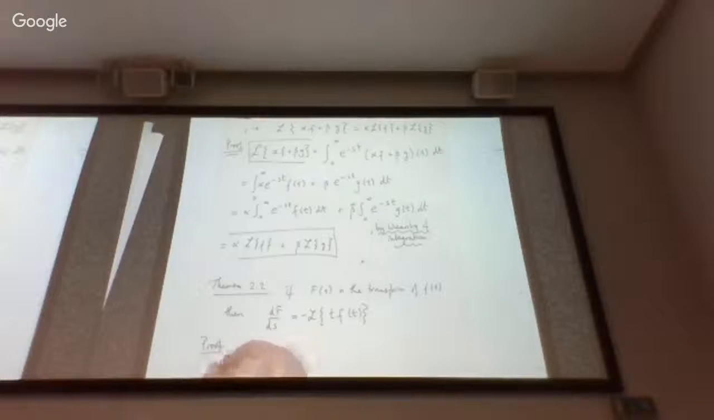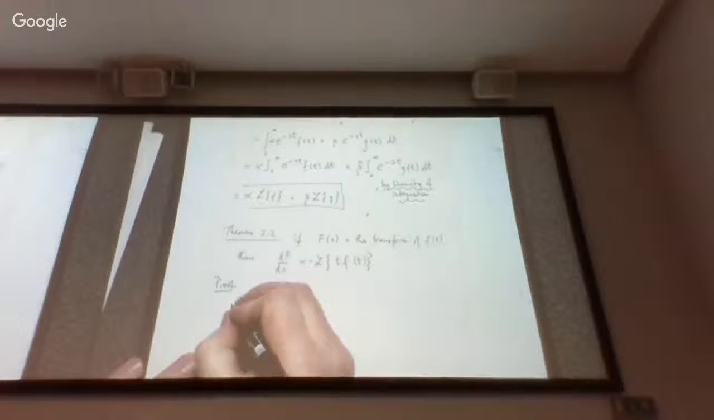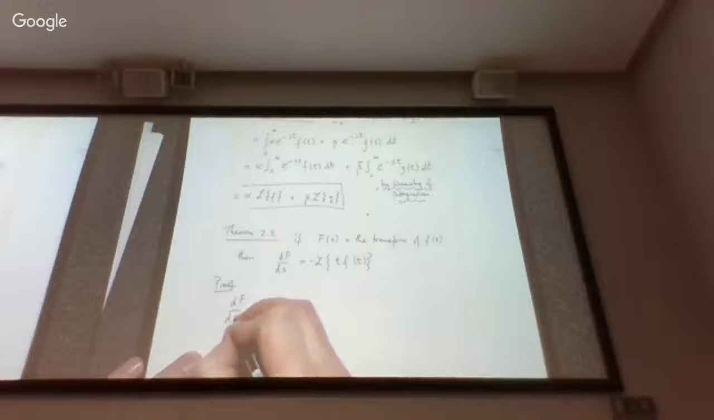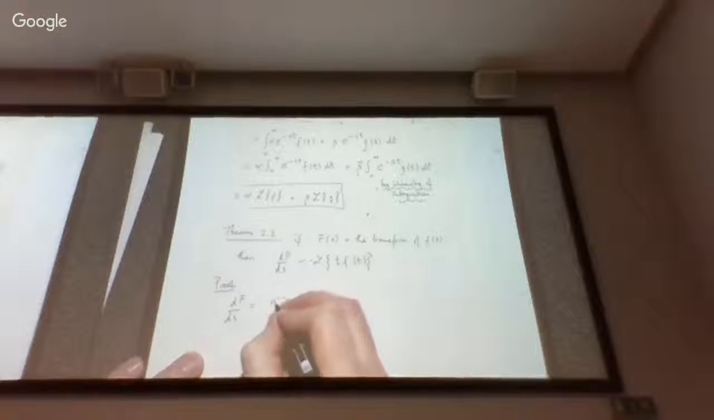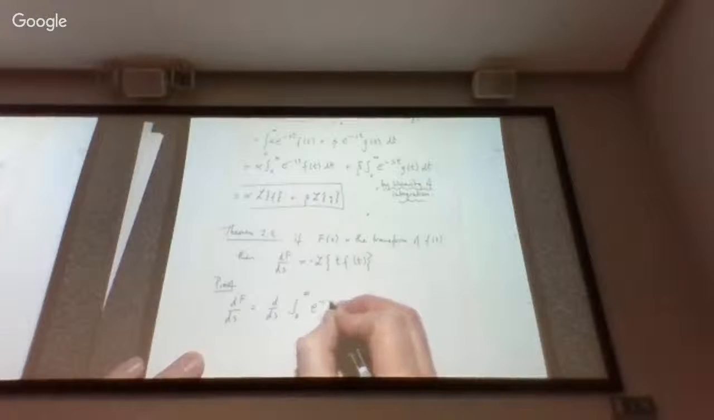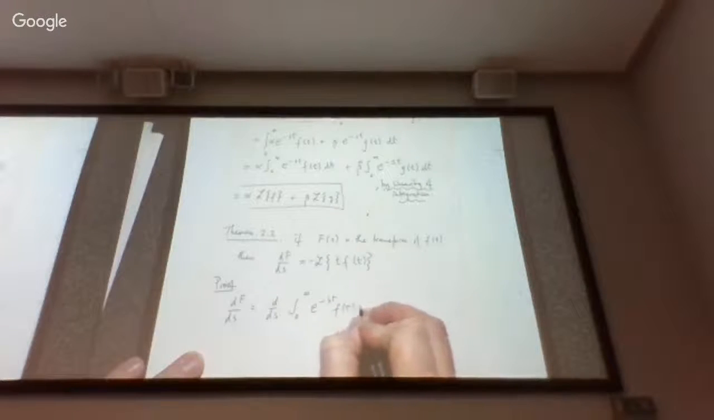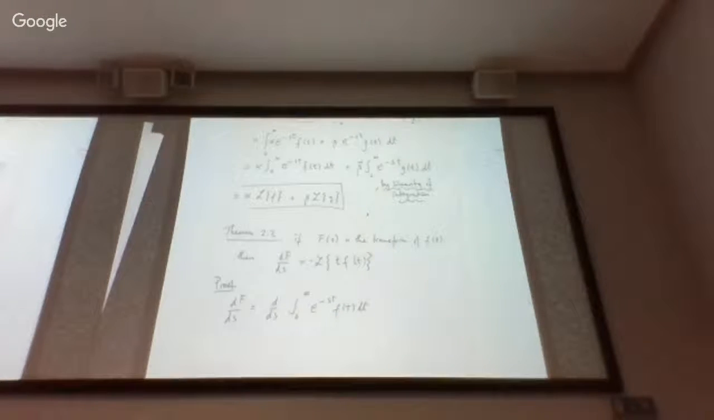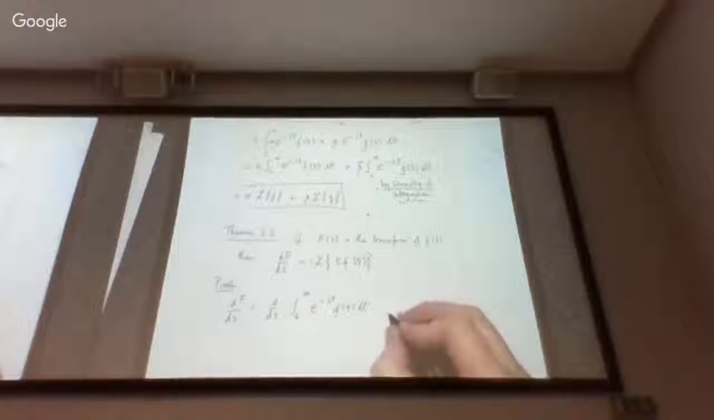Well, we'll prove it directly. So dF/ds is the derivative d/ds of this Laplace transform. The Laplace transform, by definition, is this integral: the integral of the exponential times f of t dt. That's just true by definition.